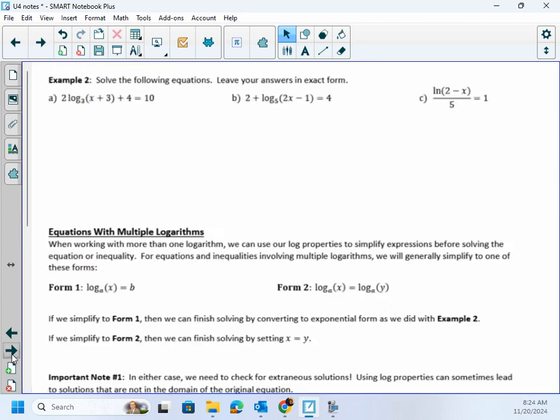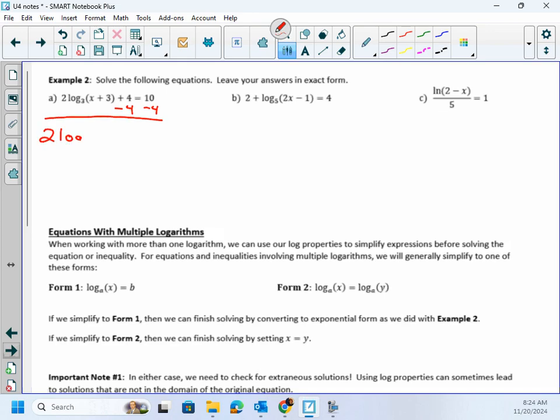Again, we have solving these, but I'm going to leave these in exact form as well. Now these are going from logs to exponential, but I'm not going to get in there yet. I am going to first get the log term by itself. So the first thing for number A, to get the log term by itself, I'm going to move the 4. So it becomes 2 log base 3 of x plus 3 equals 6.